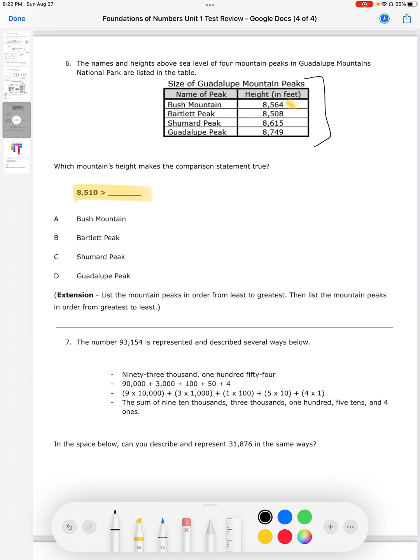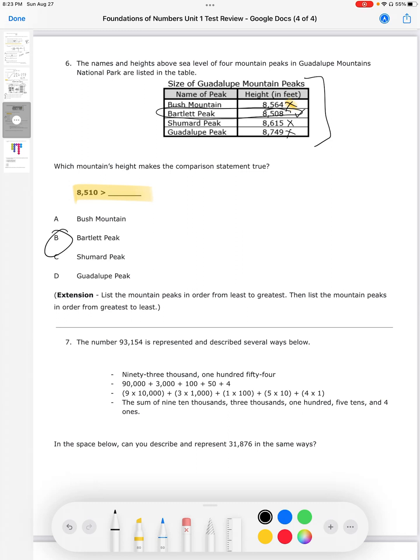Hey, let's use a pen on that. That would work better. Is 8,510 greater than 8,508? Yes, it is. By 2 little numbers, I believe. 2 ones. Is 8,510 greater than 8,615? Nope. And is it greater than 8,749? Also no. That means that 8,510 is greater than Bartlett Peak. So I'm going to find that answer choice, circle it, and that's it.